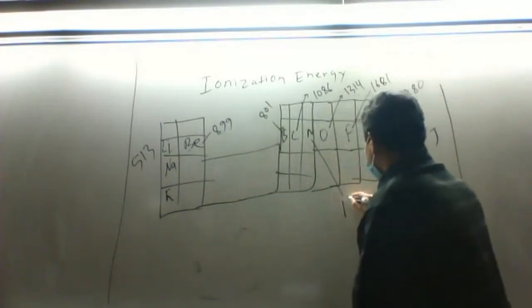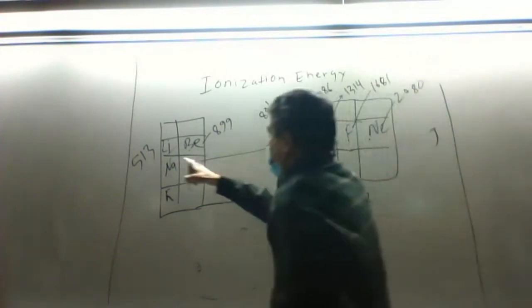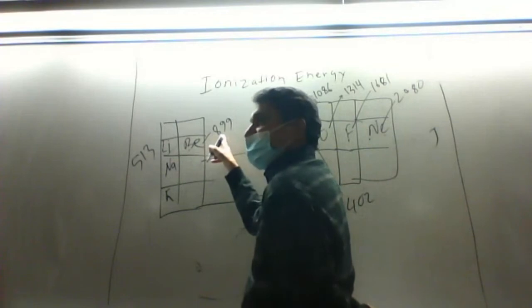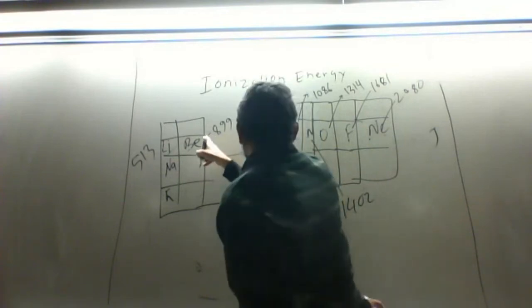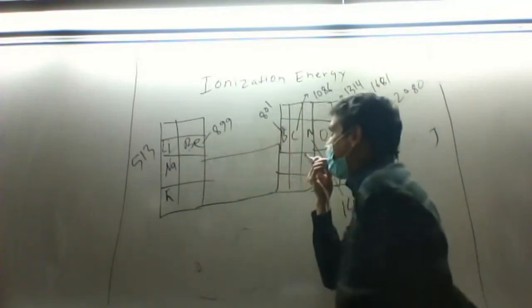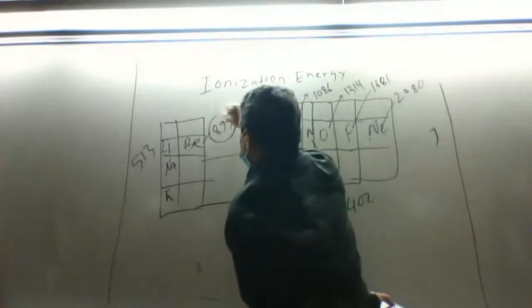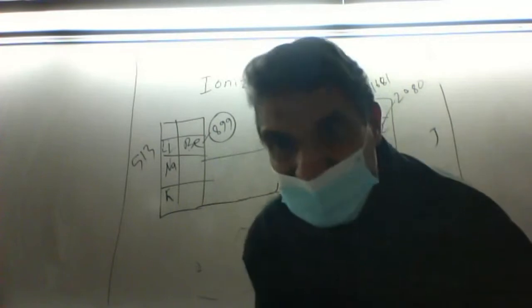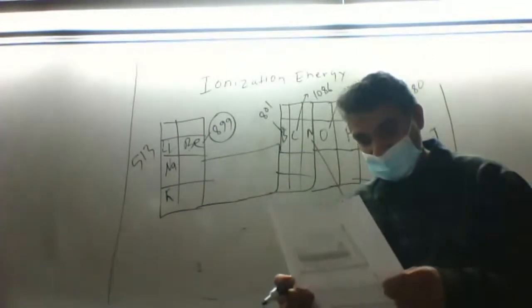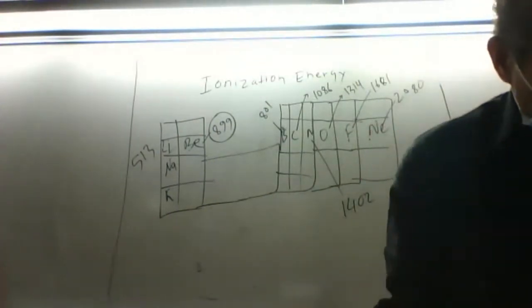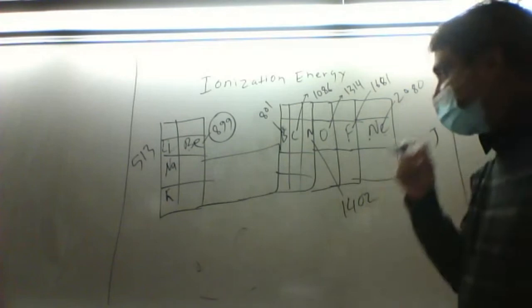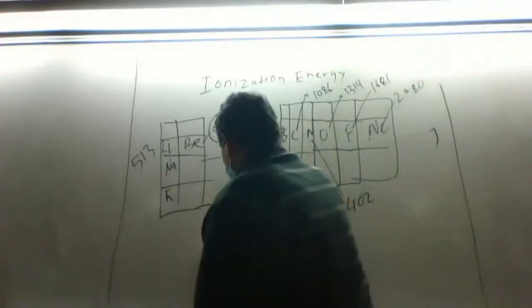So sorry, this is 1402. So this is good. From here to here it increased to 899, right? But as we go from here to here, it decreased. Why did it decrease? Why is this number too big? So that's called the anomaly. There are anomalies in the ionization energy in the sixth slide, and you can look later.